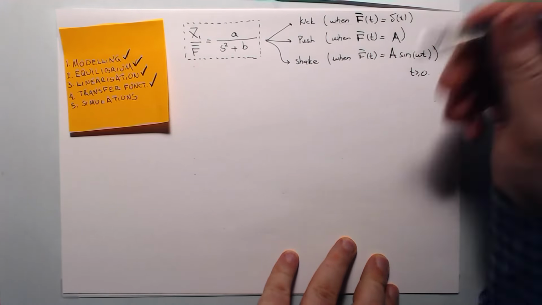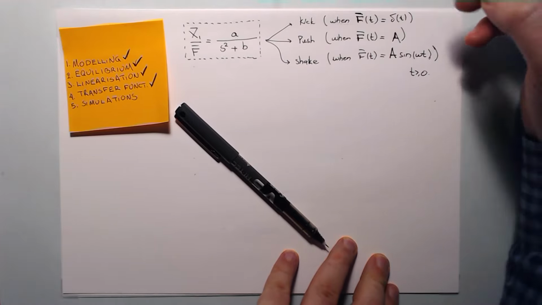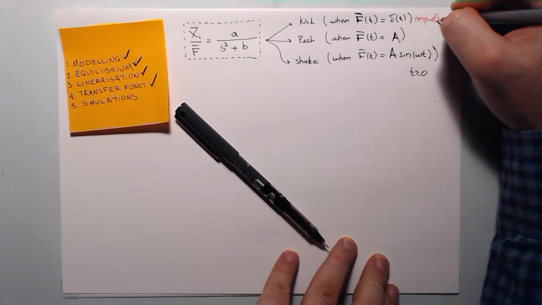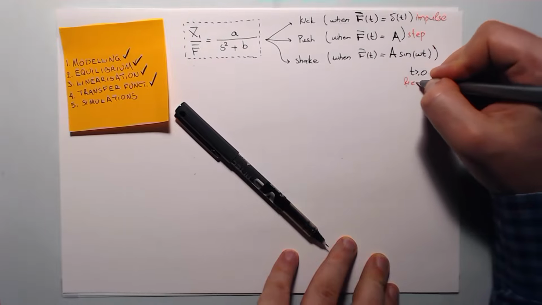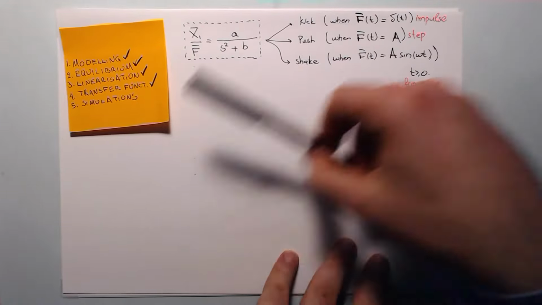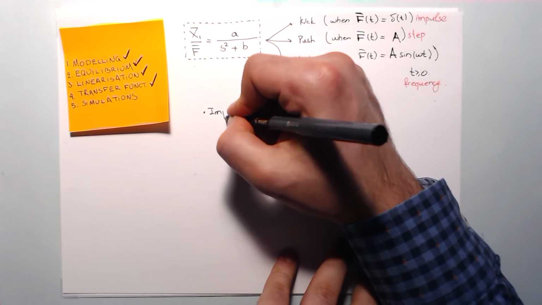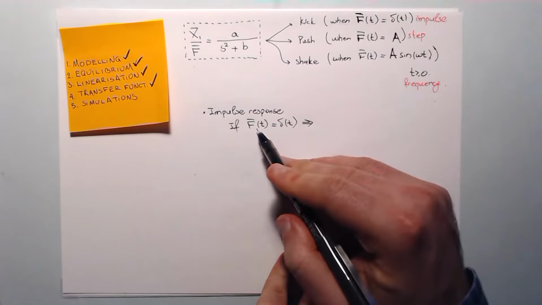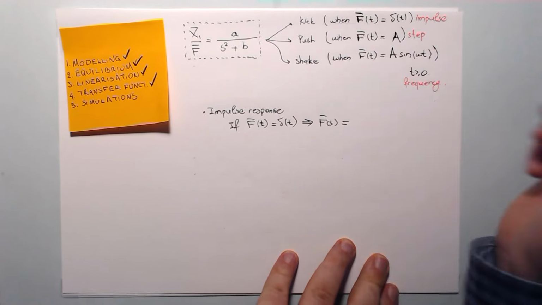The kick is trivial. First of all, these have certain names. We shouldn't really call them kick, push, and shake. These are just the impulse response of the system, the step response, and the frequency response. So let's start with the impulse response. What happens when you kick the system? If this is what happens in the time domain, this is what happens in the s domain.